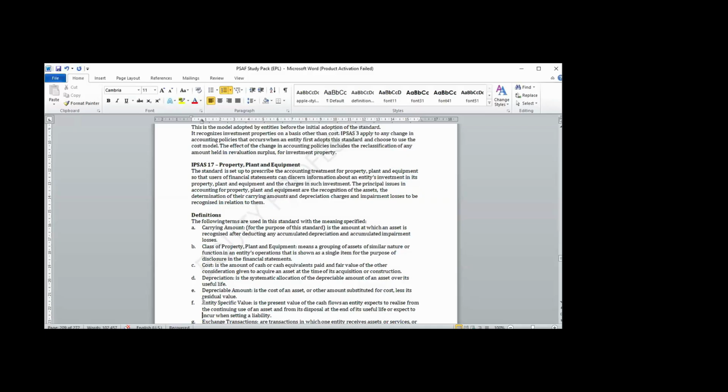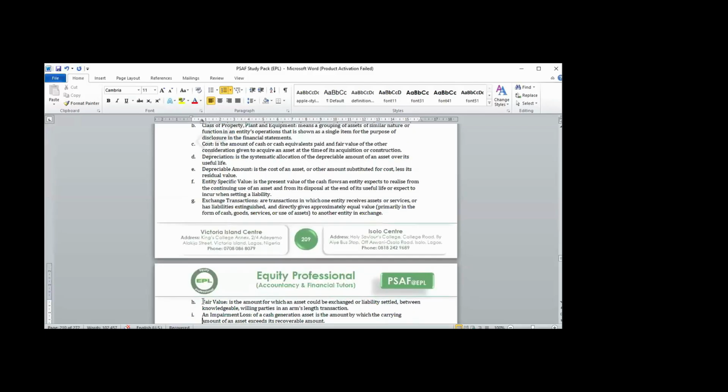We have what we call exchange transaction. This simply means, in a simple way, trading value of an asset. When the asset you received or service you received over the what? The liability you incur on that particular asset, that you are now exchanging that particular asset in the future with another asset. That is what we refer to as what? Trading value. There are accounting entries for that.